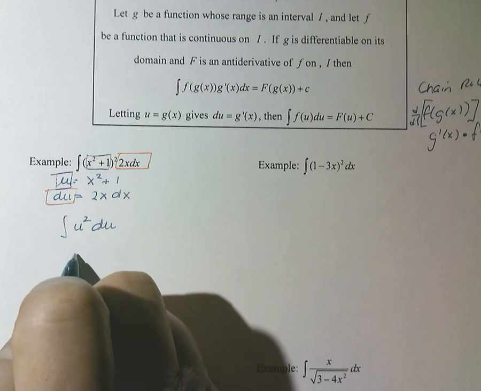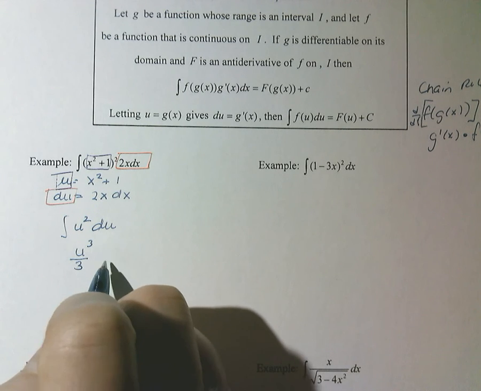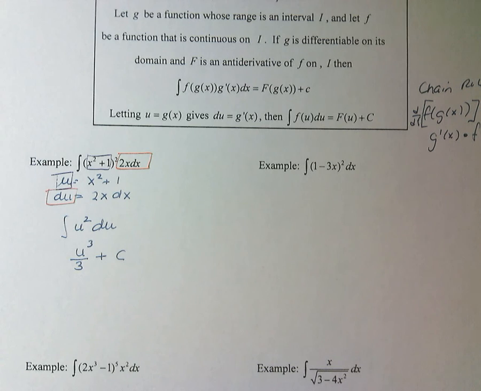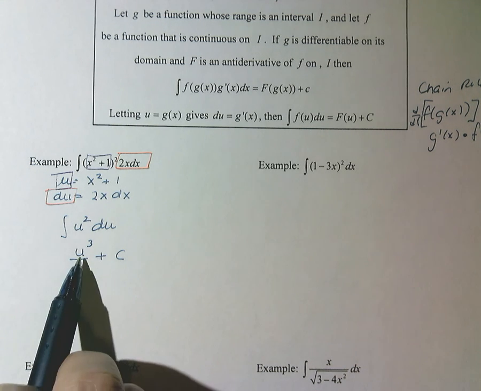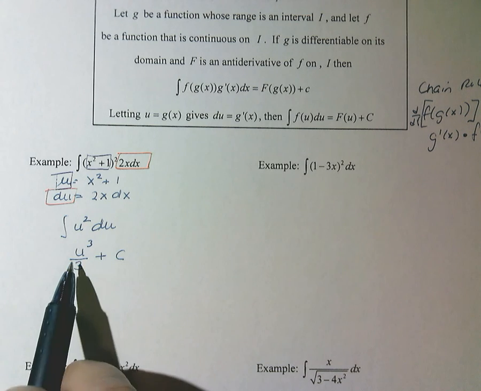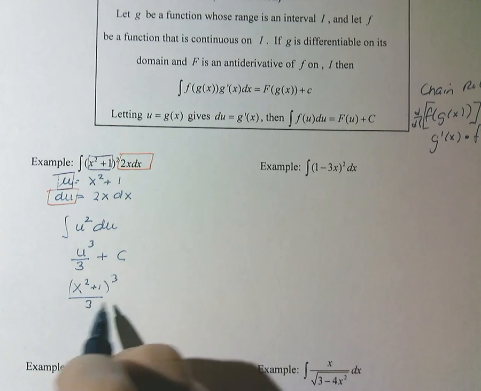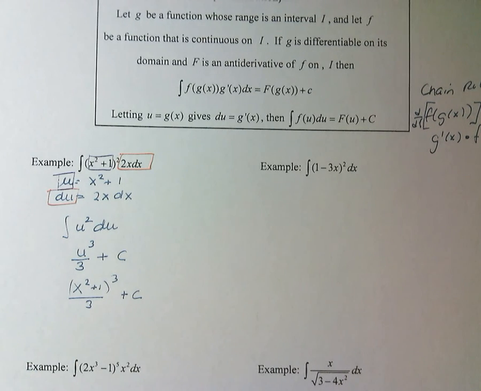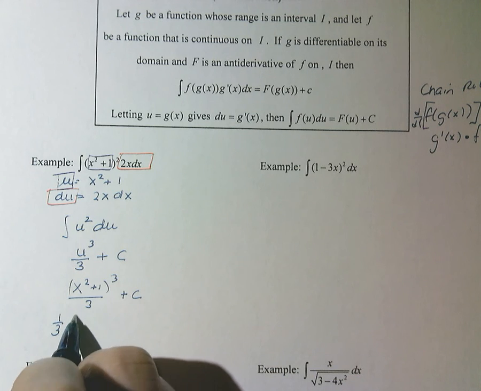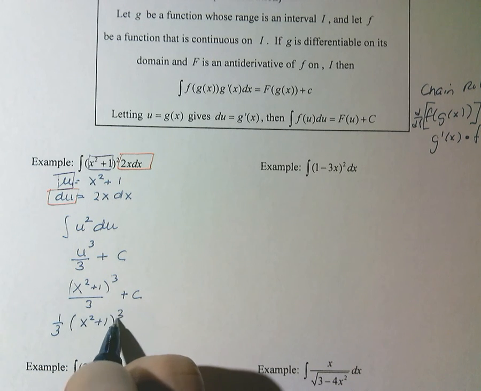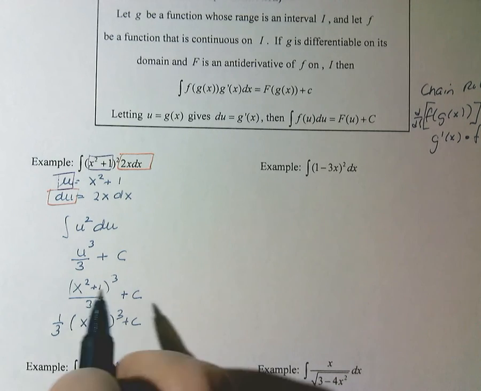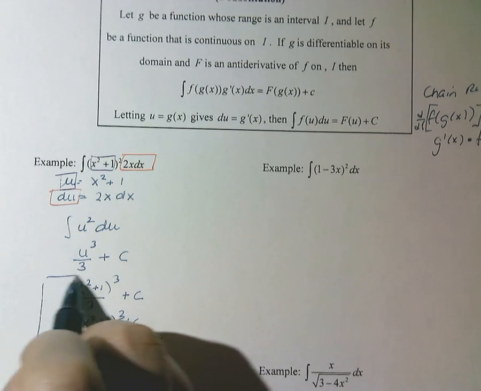So I have to add 1 to the exponent and divide. And I have to remember to add c. And on the assignment that I was just grading, you guys were doing fantastic at remembering c. But then I have to go back and replace u with x squared plus 1. Well, it's not hard. I have (x squared plus 1) cubed over 3 plus c. If you would rather write it as 1/3 (x squared plus 1) cubed plus c, that's fine too. Either one of these is acceptable.